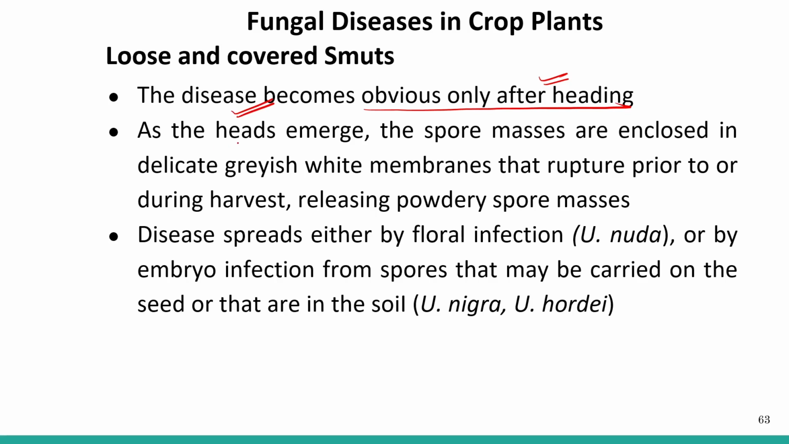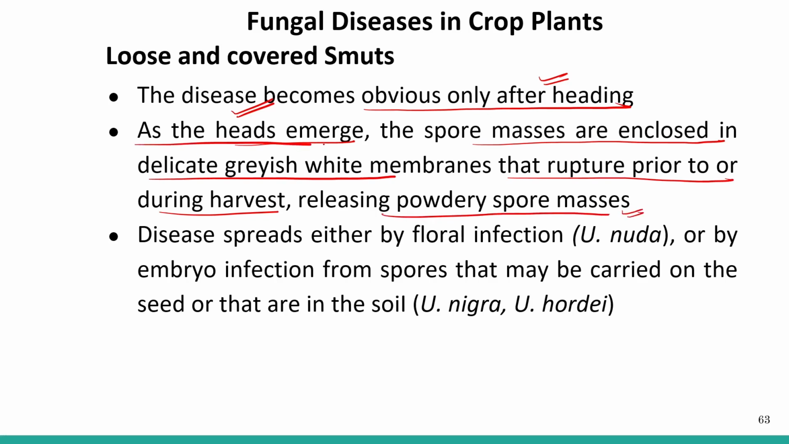As the head emerges, the spore masses are enclosed in delicate grayish-white membranes that rupture prior to or during harvest, releasing powdery spore masses. So when the head emerges, that means when the spikes emerge, the kernels set up and there is a setting of seeds. The spore masses at that particular time fill up these seeds, and they are enclosed in the delicate grayish-white membrane. When there is a rupture, prior to the harvest time, they release all these powdery spore masses.